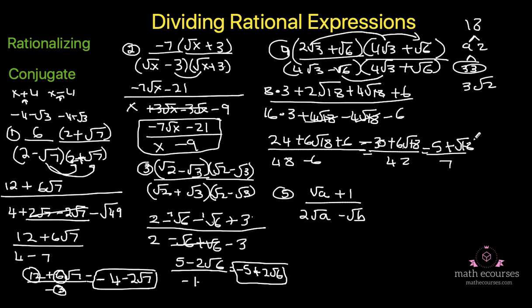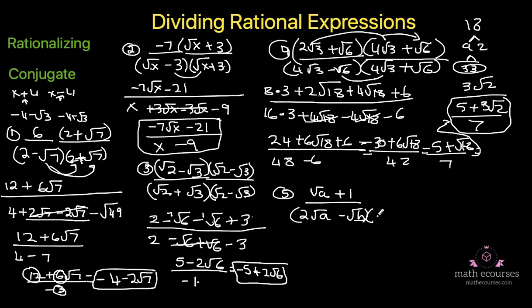So I have, okay, I'll come up here. I have 5 plus square root of 18, which is the same thing as saying 3 square root of 2, over 7. If there was something that could go into all three of these, I would do it, but there isn't. All right, that was a long one. Last one is this one.